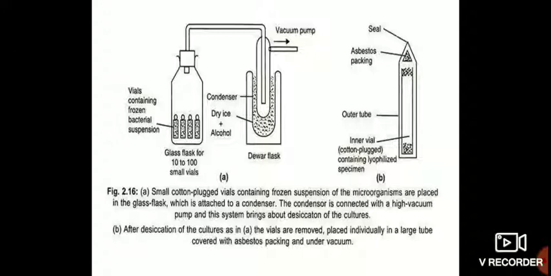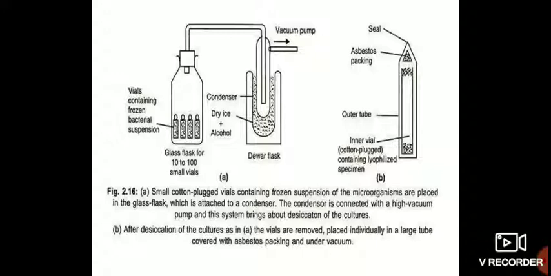The setup has microbial cultures containing a frozen bacterial suspension solution, which should be connected to the vacuum pump. There is a Dewar flask which has dry ice and alcohol, and there is a condenser to remove the water. So that you can remove the extra water molecules present in the broth, by applying a high vacuum connected to the vacuum pump.